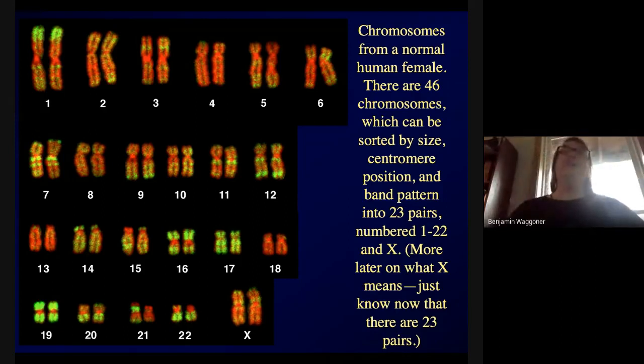And you can match them up by banding pattern. And what you get is 23 pairs, and they're numbered 1 through 22, with the last pair numbered X. Those are the sex chromosomes, and we'll get to those later, probably not till Friday. But for the moment, just know that we've got 23 pairs of chromosomes, sorted by size and centromere location and banding pattern.